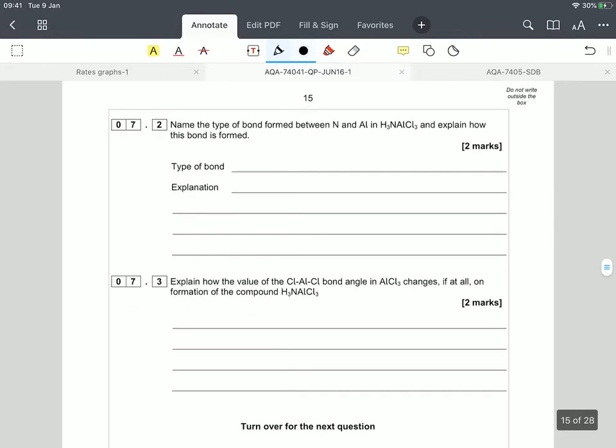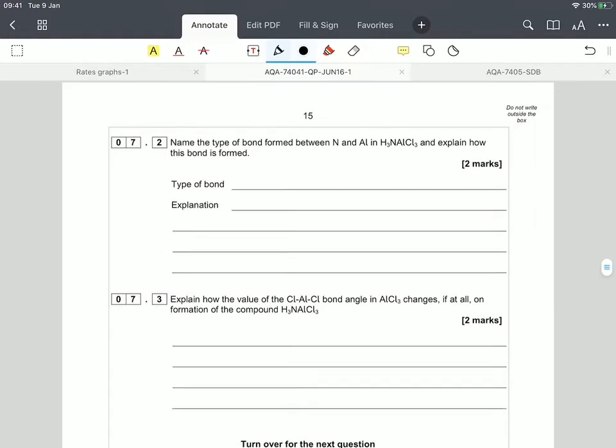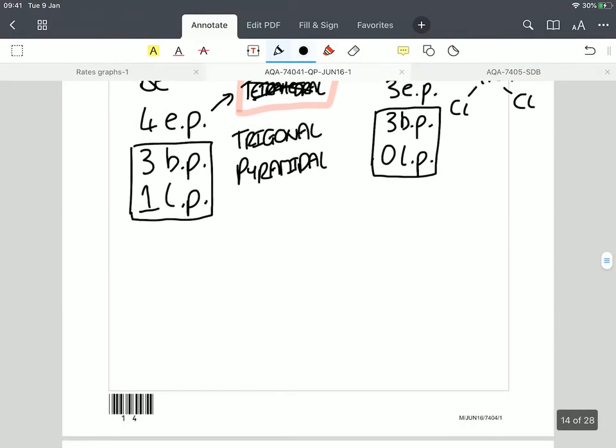Oh look, name the type of bond formed between nitrogen and aluminium in the compound H3NAlCl3 and explain how this bond is formed. So, I already mentioned this, right? Just to justify this, if I turn my ammonia molecule, I'm still going to keep the same 3-dimensional orientation just to be consistent. Okay, I've got a lone pair of electrons which is not currently attached to anything.